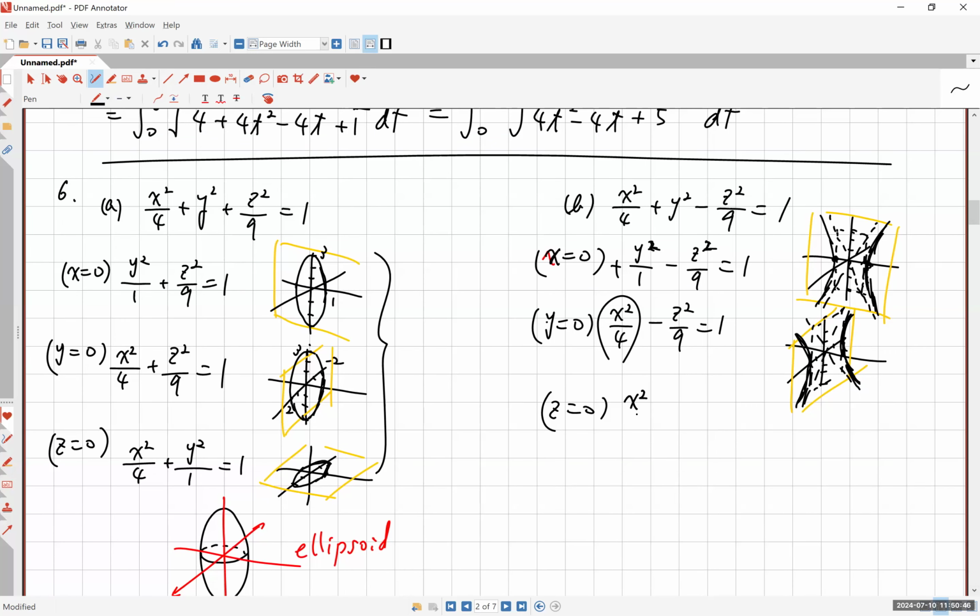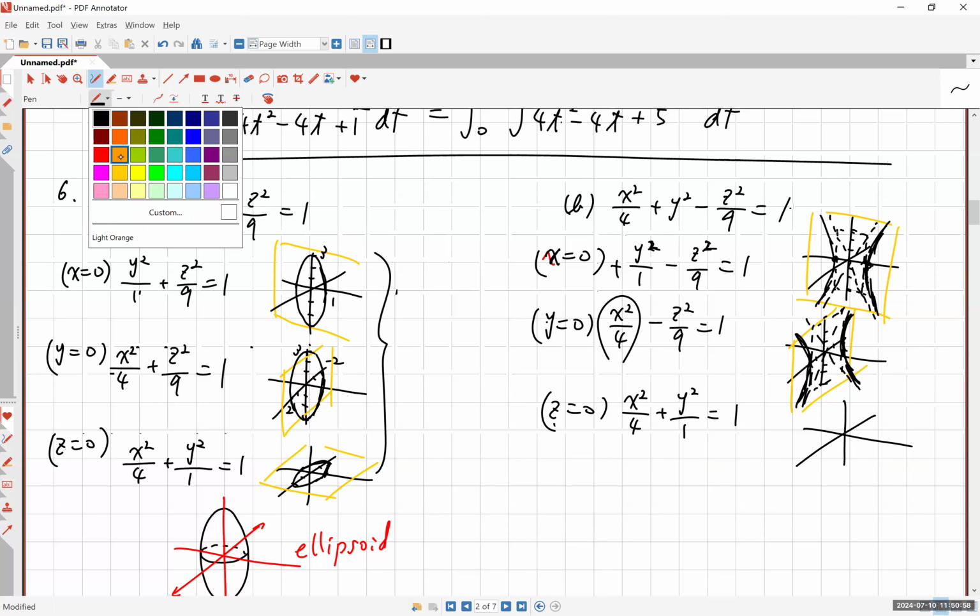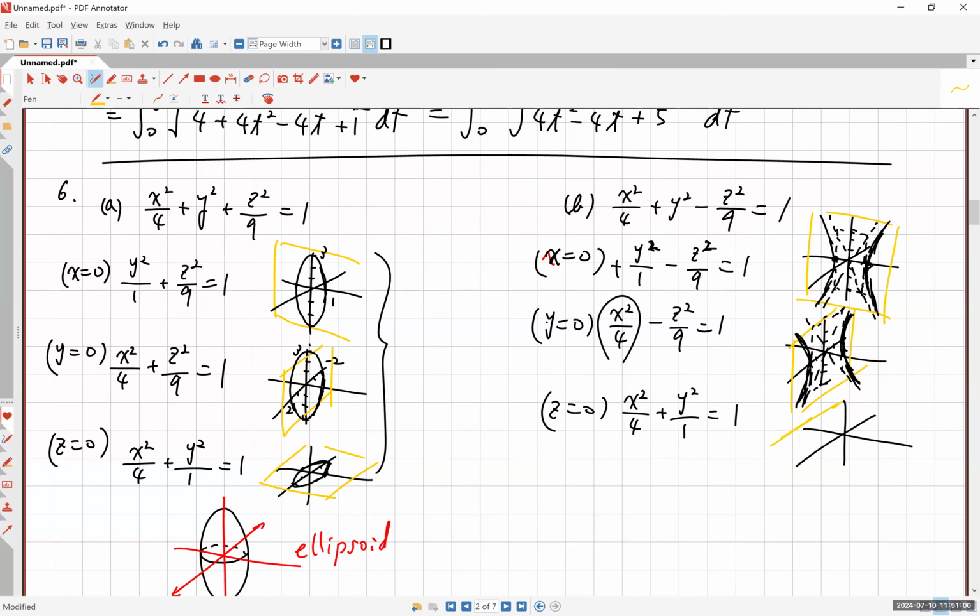If z is equal to 0, you have x squared over 4 plus y squared over 1 is equal to 1. And now you have the positive sign in between them, and that's because in this case, the canvas is the horizontal plane, and the cross section will be not a hyperbola, but an ellipse, right? 2 units, negative 2 units, one up here, one here. And so it's going to be a horizontal ellipse like this.